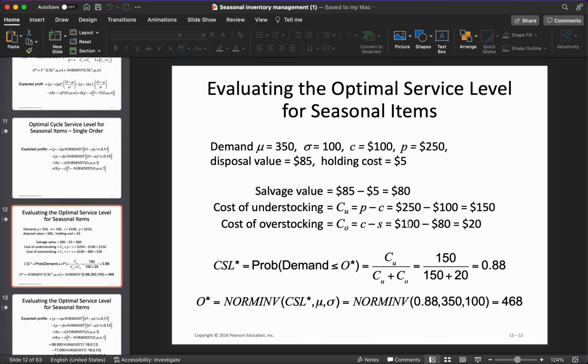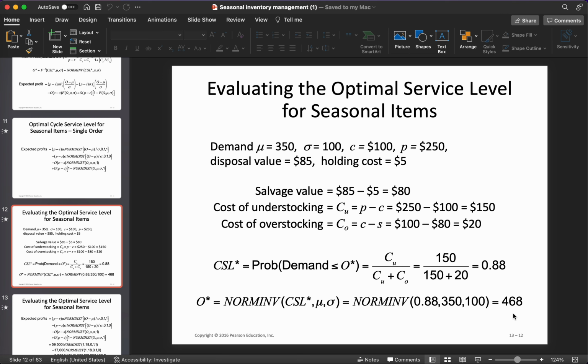the cost of the item and the salvage value. The salvage value is 80, so the cost is 20, which means that if you had one extra jacket left over at the end of the season, you can only sell it for $80, even though it costs you $100 to make it. So you'll recover only 80, and it'll cost you $20 to have had that one extra item. So that's the cost of overstocking. With that, we can calculate the cycle service level as 150 divided by 150 plus 20, which will be 0.88.